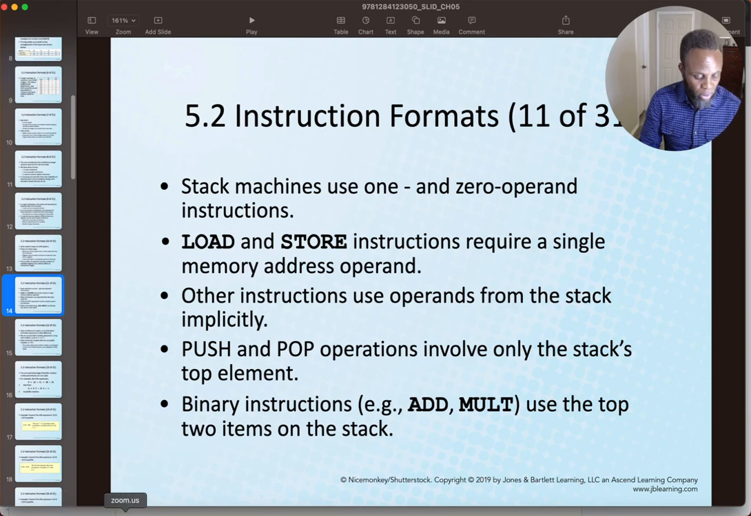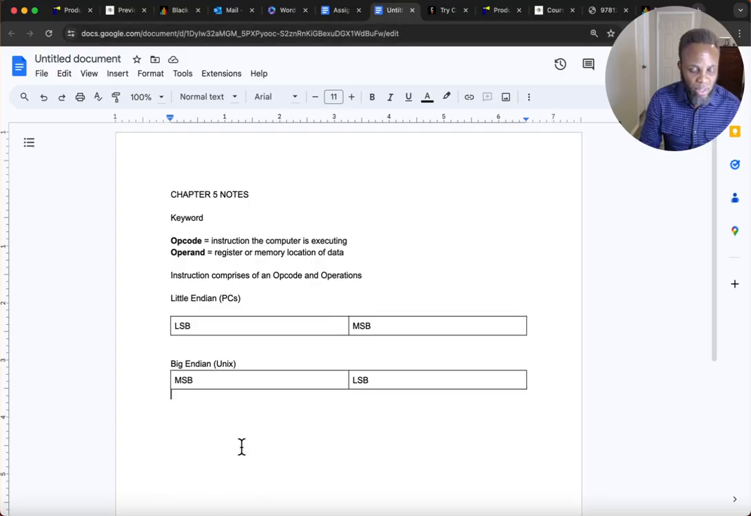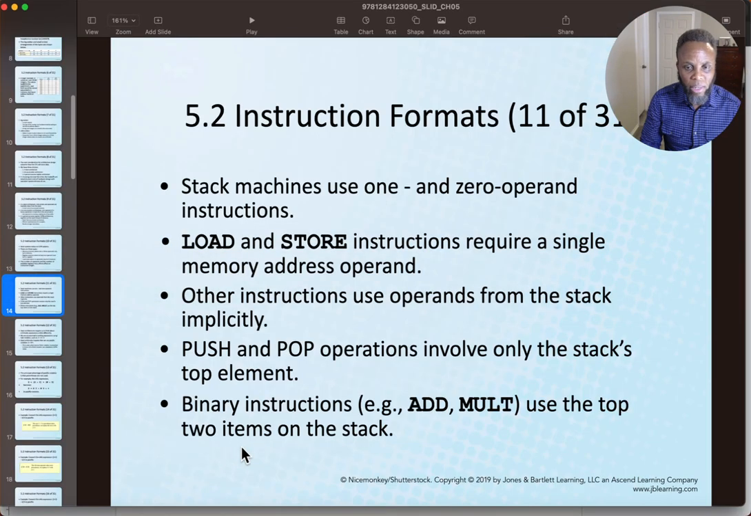So for example, you would see an instruction such as load X, store Y. Load X is loading. This is the opcode, and this is the operand. This is the opcode, and this is the operand. So you see, this whole thing is an instruction that has just one operand. In this case, this one is going to be stored in a stack because they have just one operand each.